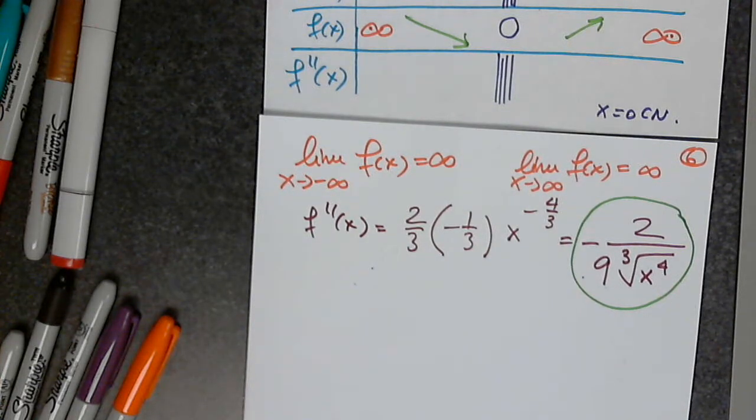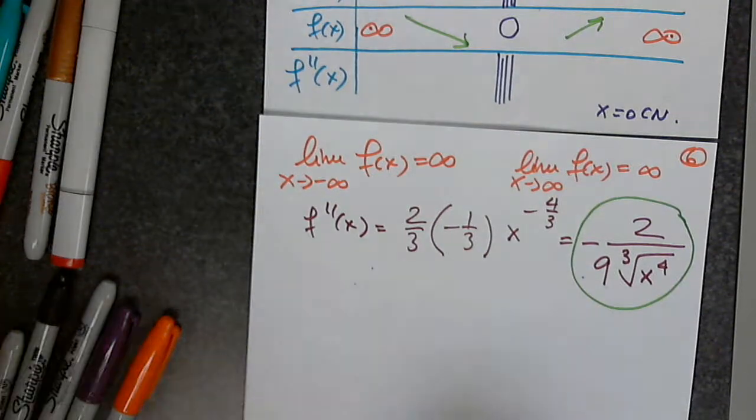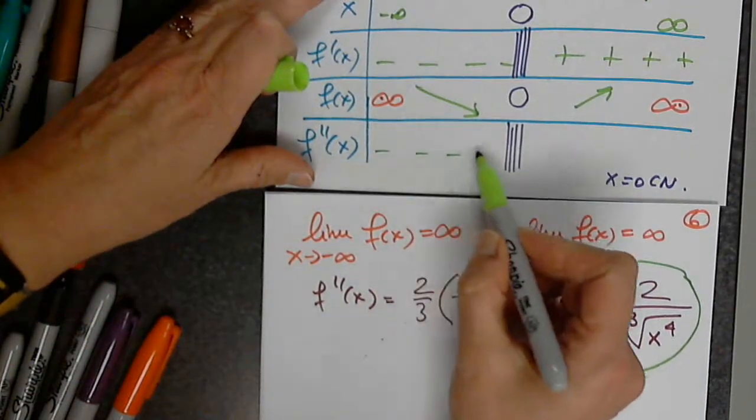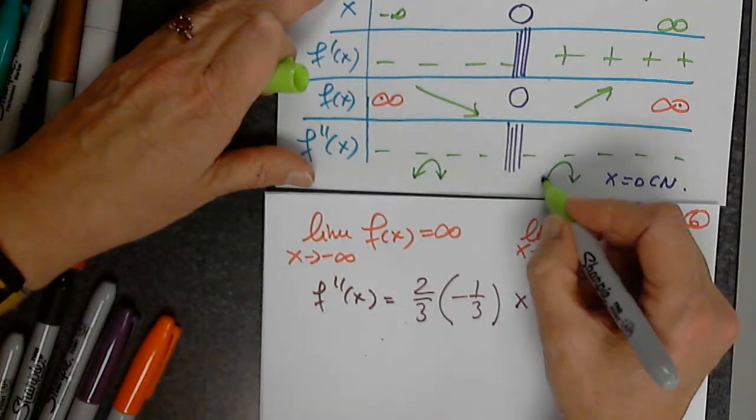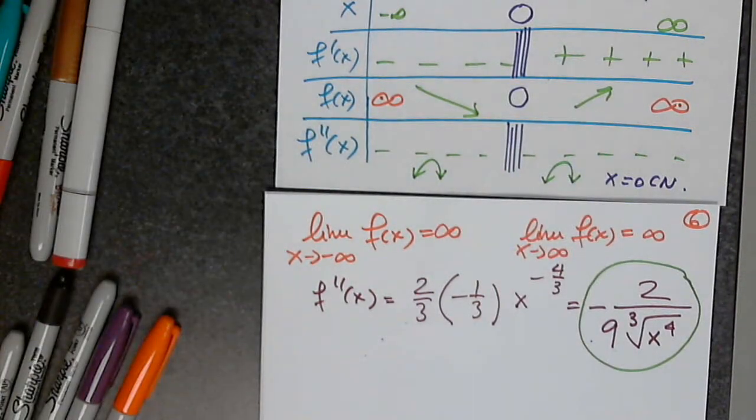That the function is always opening downward. Always opening downward. So here's how I express that. That's the symbol that I like to use in my charts. So I know that this function opens downward at all times.